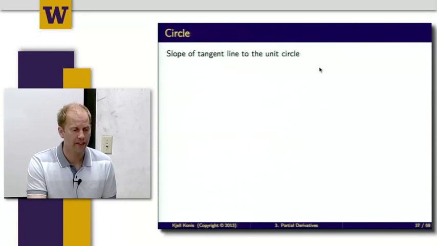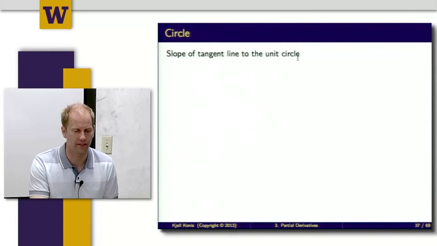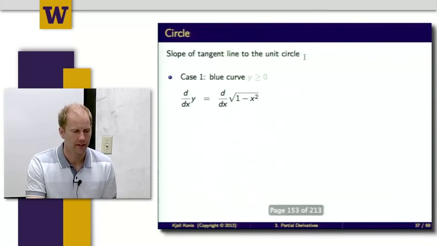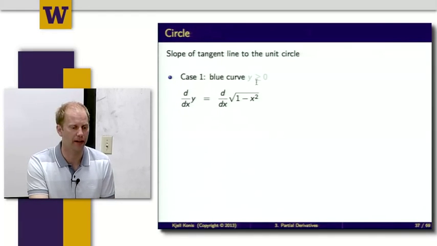So suppose I want to find the slope of a tangent line to the unit circle. So that circle I just had a picture of that has radius 1, that's called the unit circle, because the radius is 1 unit. So I have to split this up. If I want to do this using regular functions, I have to split this up into 2 cases. I have to consider the top semicircle and the bottom semicircle independently.